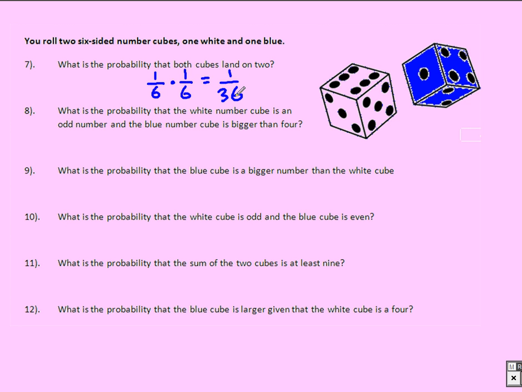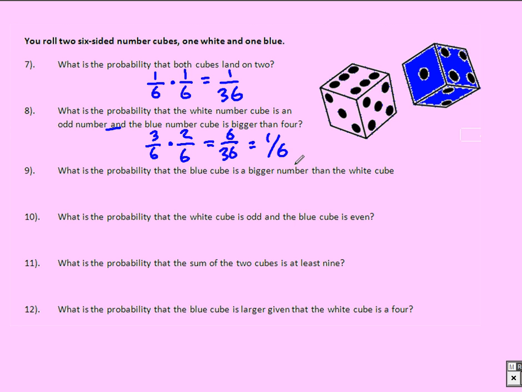Probability that the white cube is an odd and the blue number is bigger than 4. So odd, well, there's 3 options out of 6 times bigger than 4. That means only 5 or 6. So that's 2 out of 6 options. So you'll multiply and simplify, and you would get 6 out of 36 when you multiply across, which reduces to 1 out of 6.